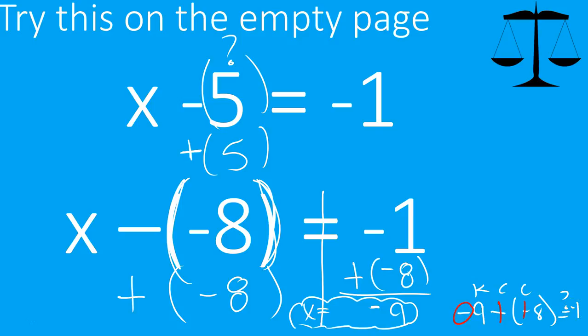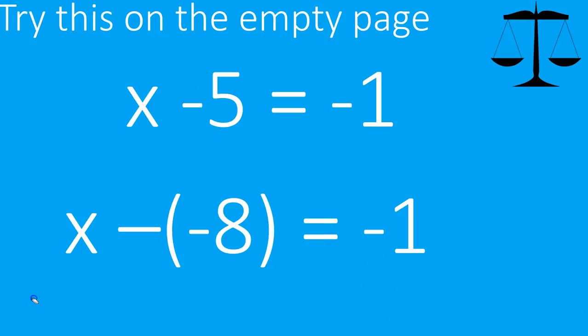Let me give you another way you could have done this same problem. Again, there's a different way to do this. Here's what you also could have done. You could have done ATO first. So if I do ATO first, I get keep, change, change. That is just x plus 8 equals negative 1.